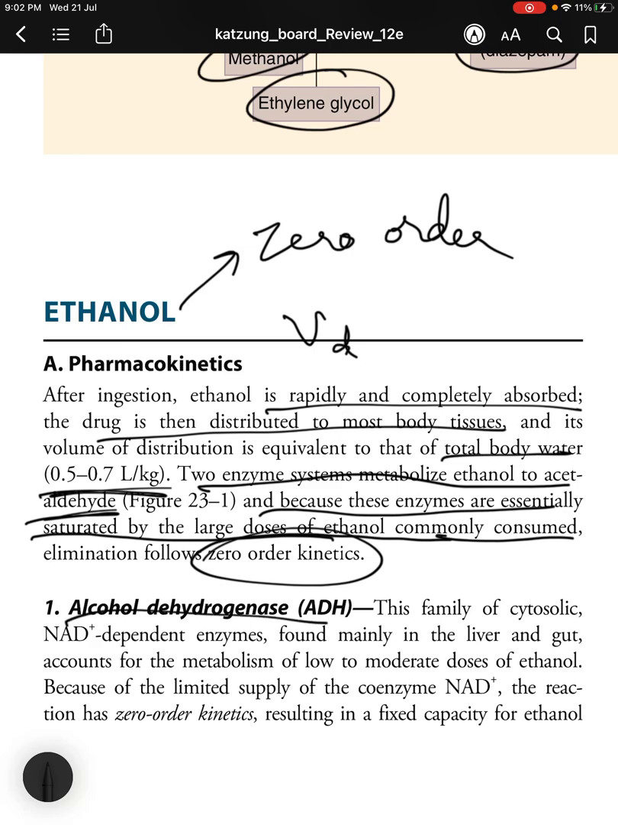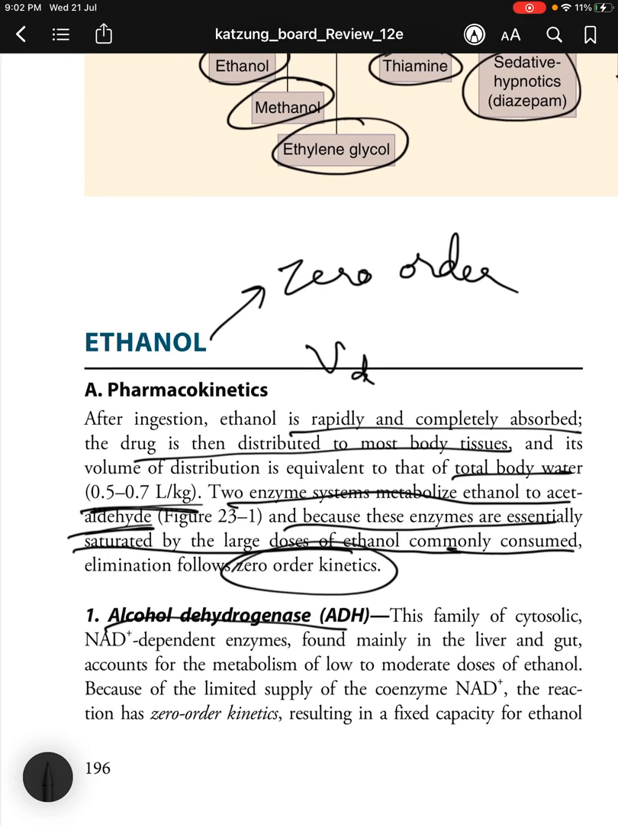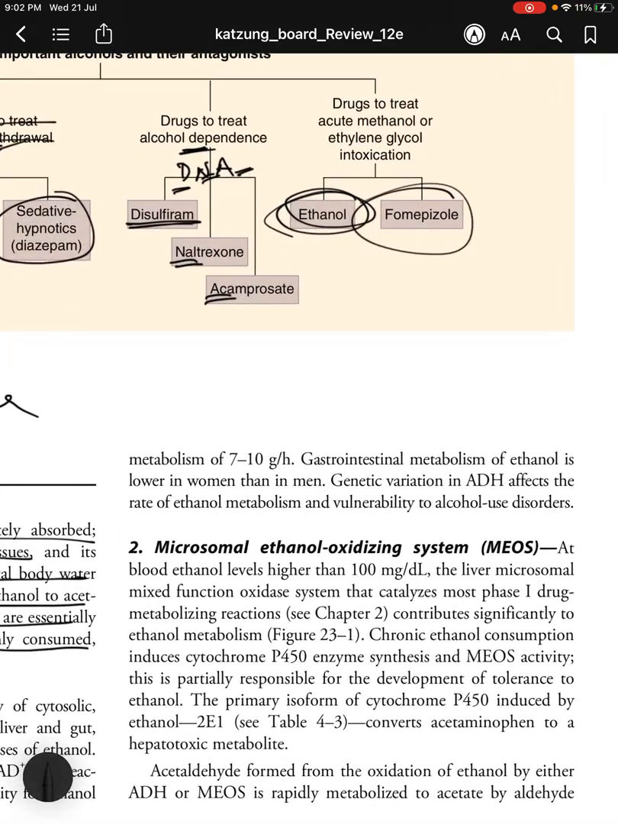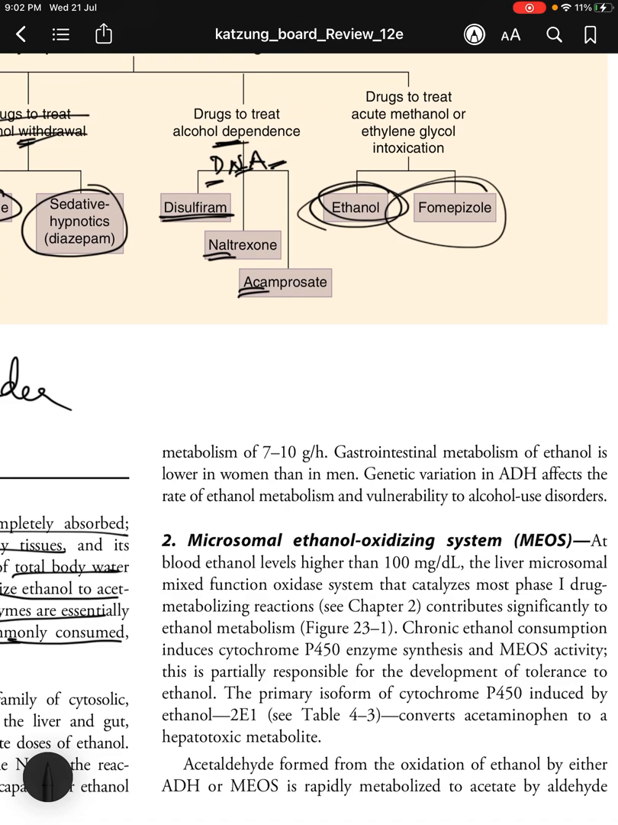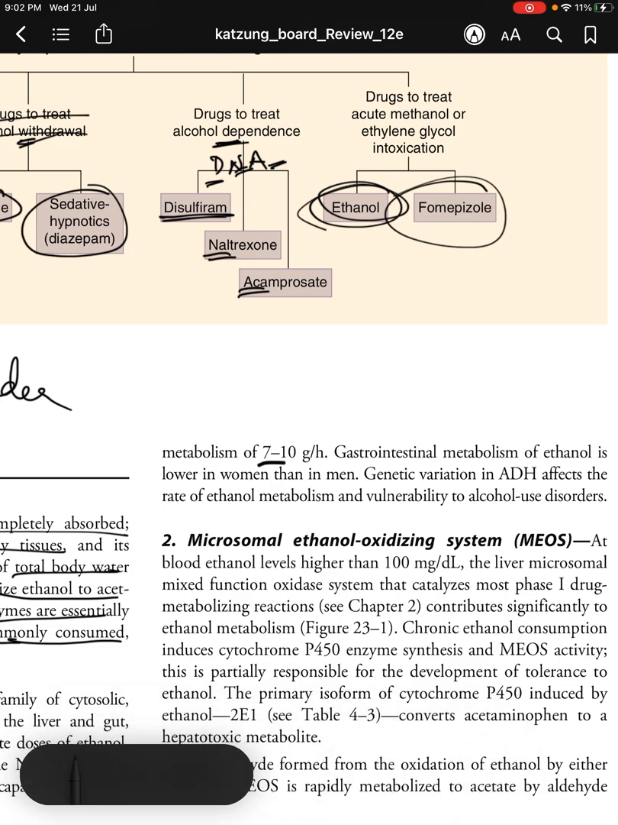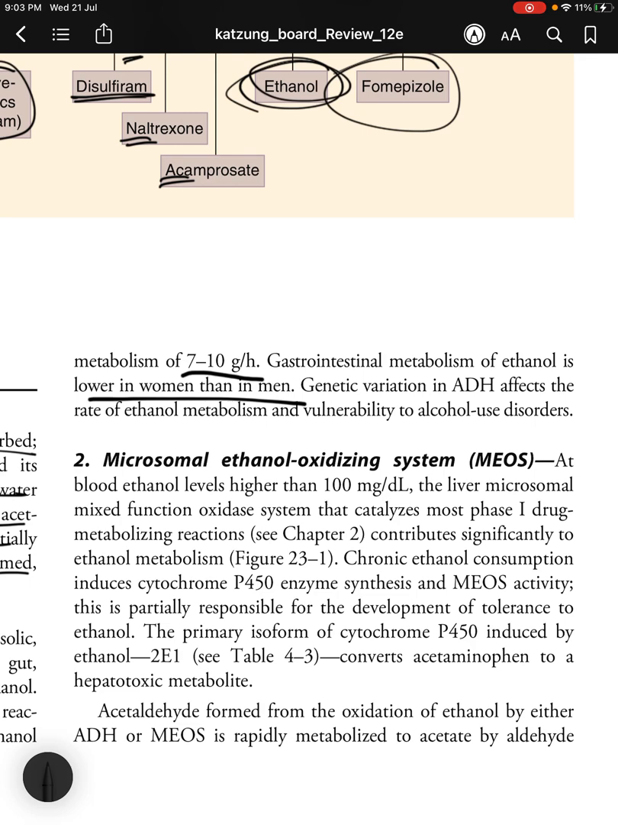So alcohol dehydrogenase or ADH, this family of cytosolic NAD dependent enzymes found mainly in the liver and in the gut accounts for the metabolism of low to moderate doses of ethanol. Because of the limited supply of the coenzyme NAD+, the reaction has zero order kinetics, resulting in a fixed capacity for ethanol metabolism of 7 to 8 grams per hour. So gastrointestinal metabolism of ethanol is lower in women than in men. Genetic variation in ADH affects the rate of ethanol metabolism and vulnerability to alcohol use disorders.